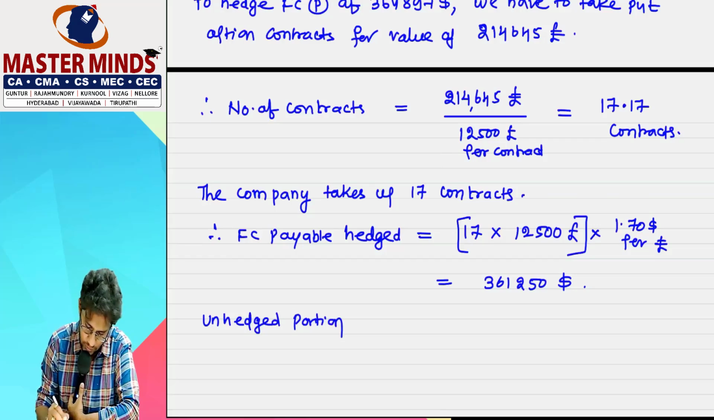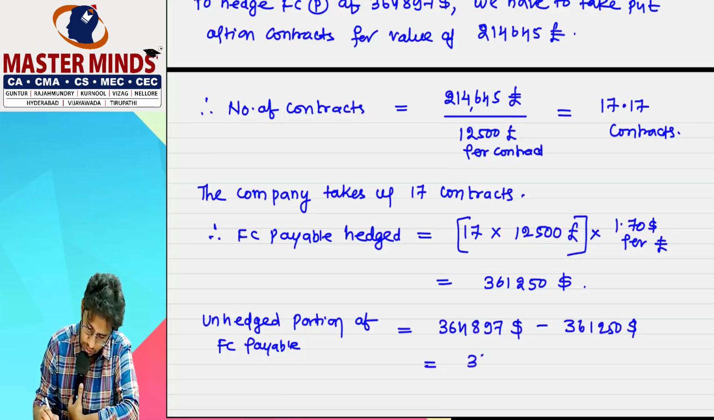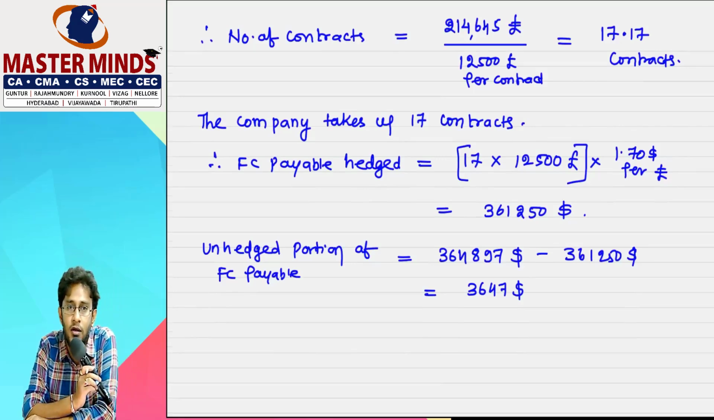Unhedged portion of FC payable is equal to $364,897 minus $361,250, that is $3,647. What to do with this? For $361,250, I don't have a problem. That portion is hedged, so we know how to handle it on maturity. For $3,647, what should I do? Sir, the company will take the risk and assume, sir, you can't do that.